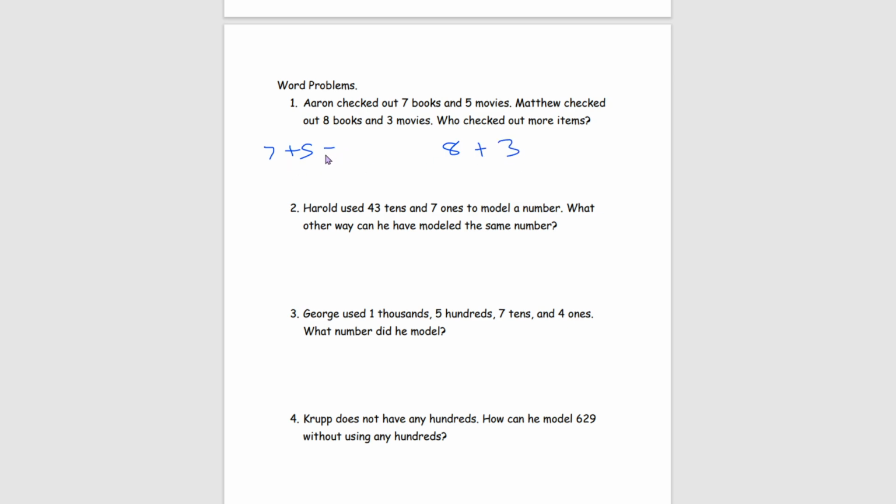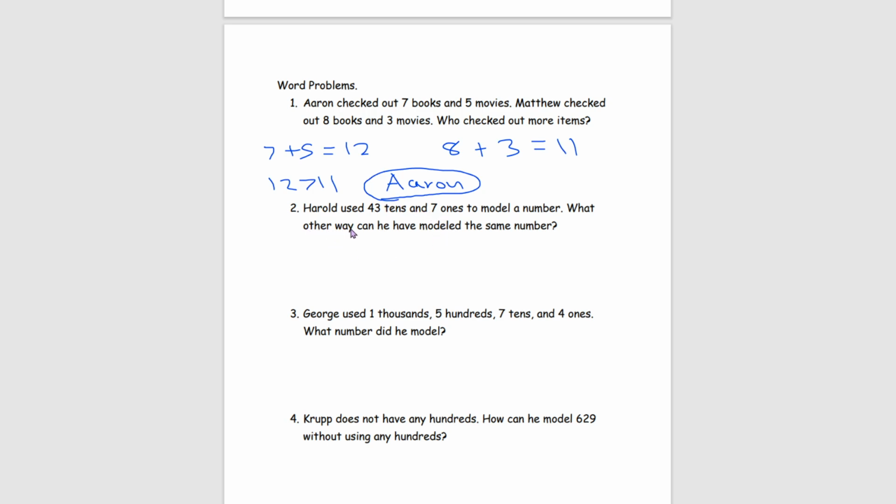And we're going to add these together to get 7 plus 5, which is 12 items, and we have 8 plus 3, which gets us 11 items. And so, since we're trying to find out who checked out more items, not specifically who checked out more books or more movies, we can see that Aaron checked out a total of 12 items, while Matthew checked out a total of 11 items. And since we know that 12 is greater than 11, we know that Aaron checked out more items for number 1.